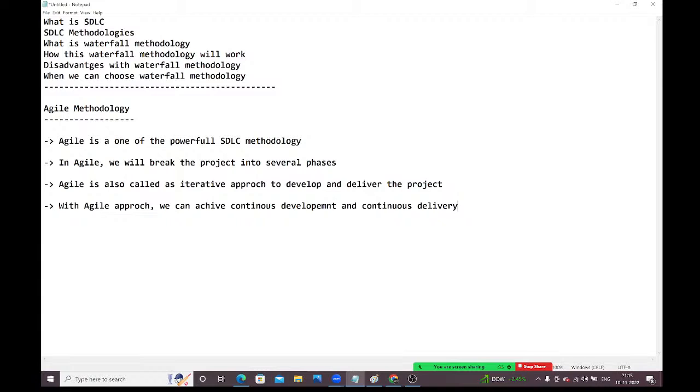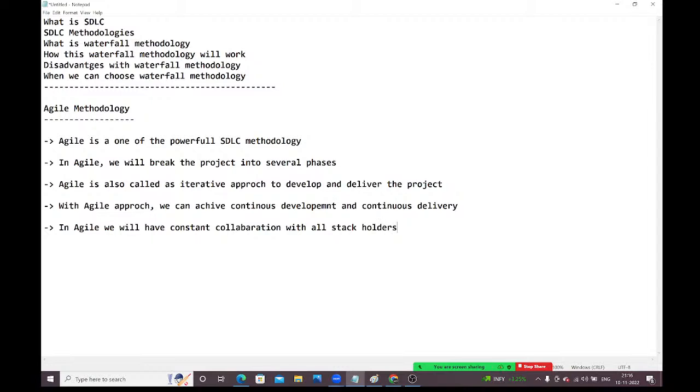One more very, very important thing, guys, if you go with Agile: constant collaboration with the stakeholders is available. In Agile, we will have constant collaboration with all stakeholders.